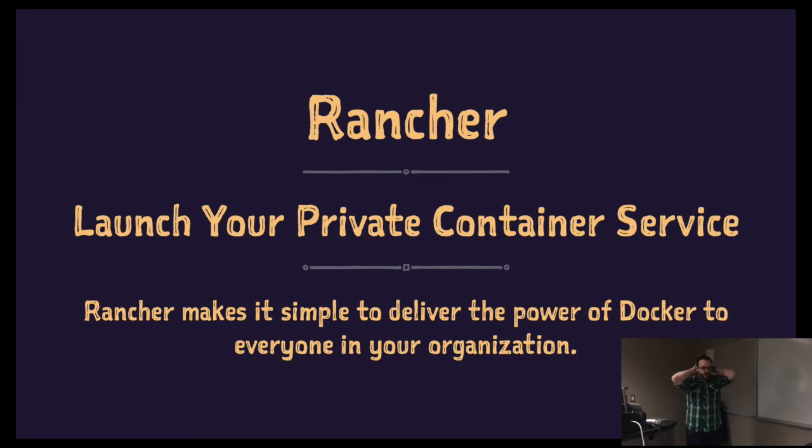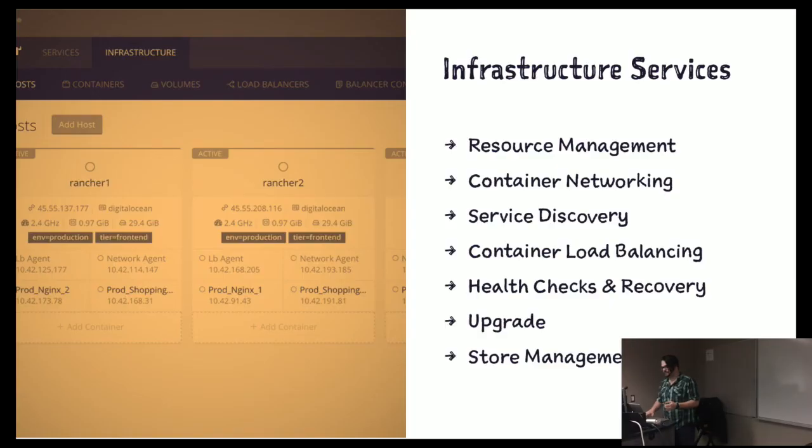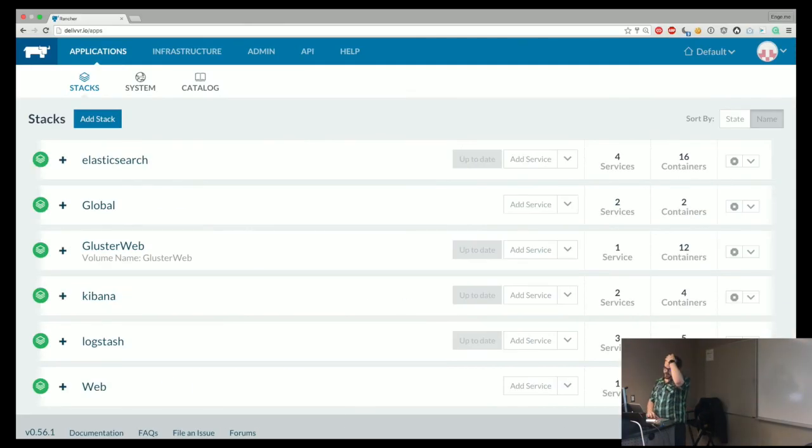It's a private container service, so essentially what that means is it's similar to running your own version of DigitalOcean, except with your containers. I know Amazon has a container service, Google has a container service where you can do something similar. Rancher is something you run on your own host, and it's amazing. Services, resource management, container networking, service discovery, container load balancing, health checks and recovery, upgrade, and store management. A lot of fancy words for it, makes it hella easy. That's it for slides, because I hate slides. So let's look at Rancher.